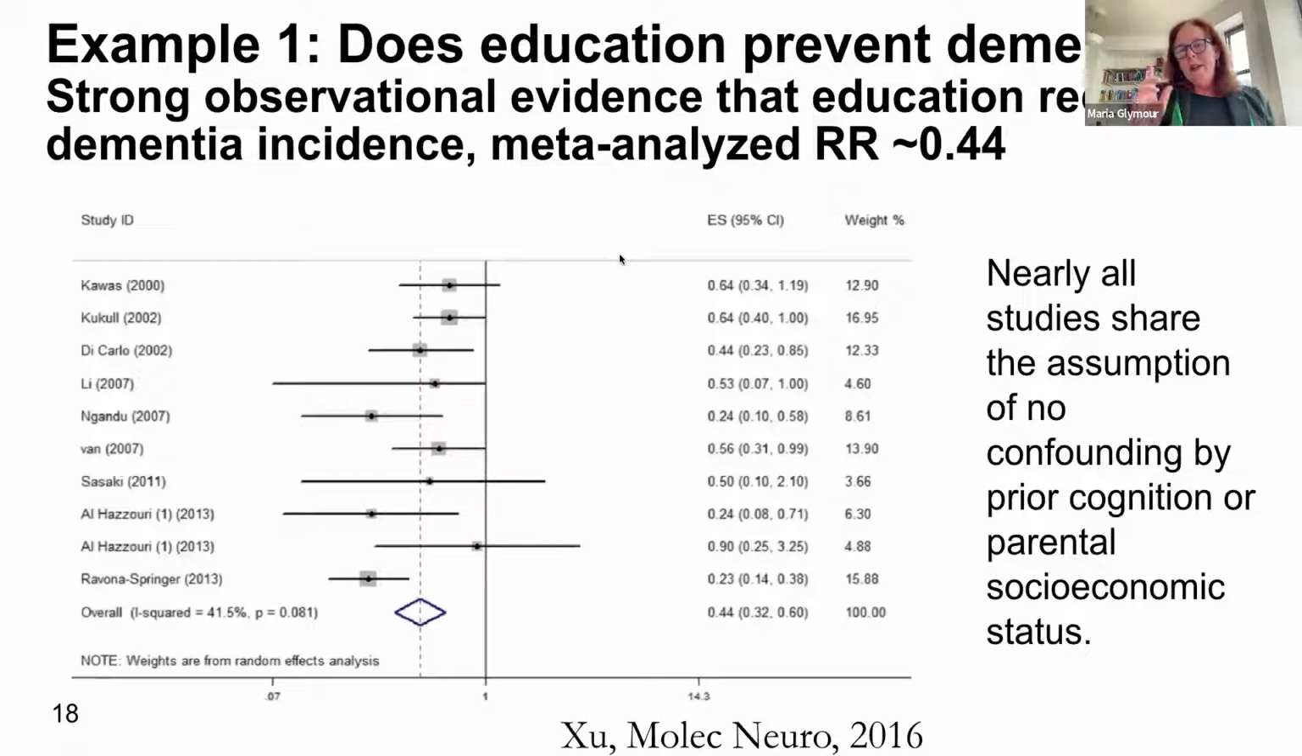Okay, so example one, the research question is, does educational attainment prevent dementia or delay incidence of dementia? There is very strong, longstanding evidence that people with more education have lower incidence of dementia. And this is one of several meta-analyses that come up with very strong associations, showing here the meta-analyzed risk ratio is around 0.4. But nearly all of those studies share the assumption of no confounding by prior cognition or parental socioeconomic status. And they're all essentially covariate control-based studies, and they all have that same assumption.